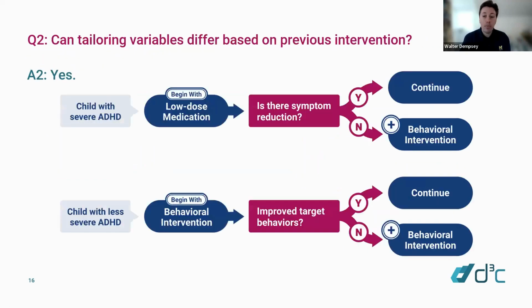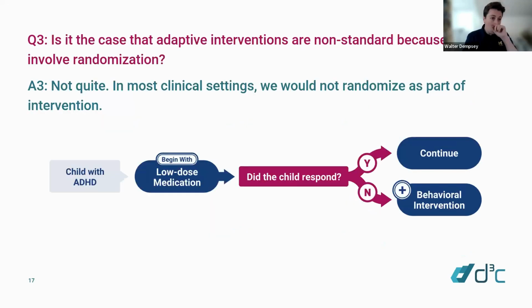And the other thing I like to mention is, can the tailoring variables differ based on previous interventions? And of course they can. So in this particular case, you're going to depend on whether there is symptom reduction, versus one could depend on whether you improve the target behaviors. So this is changing what we mean by response when we're talking about the AI. So the tailoring variables are changing, and you can have the tailoring variables be previous intervention results.